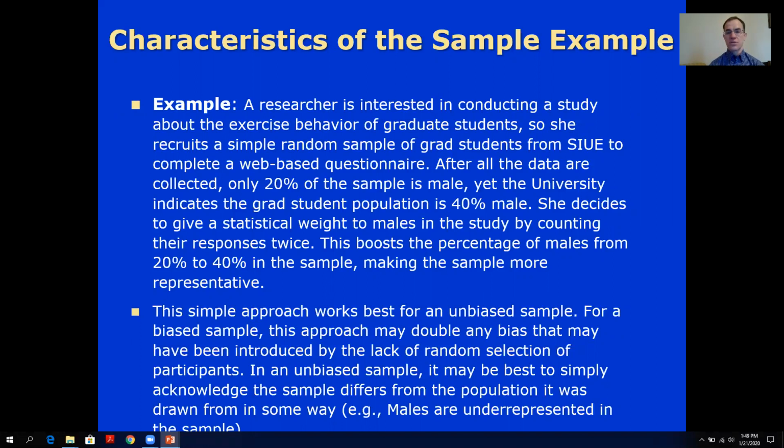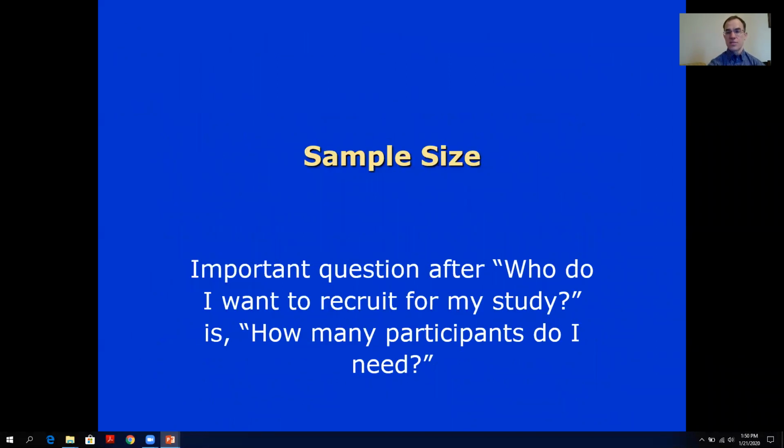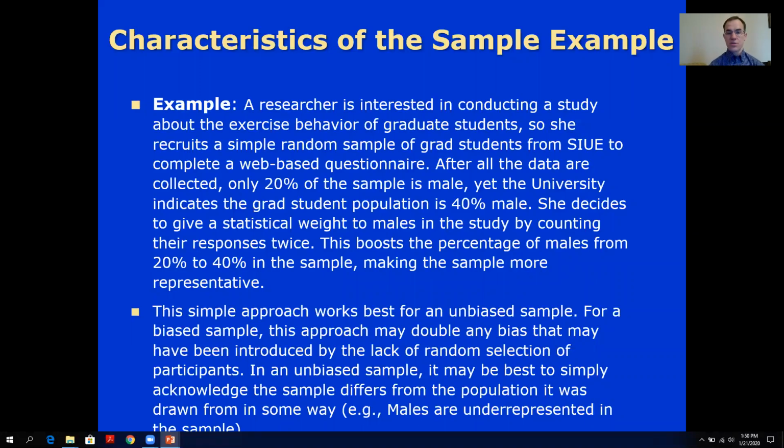So essentially what the researcher has done is found that her sample had about half the representation of actual males at SIUE. So she simply ended up doubling the responses of each of the males. Now, this simple approach works best for an unbiased sample. For a biased sample, this approach may double any bias that may have been introduced by the lack of random selection of participants. So for example, in our example above, where you had 20% males from the actual participants, where in fact the entire population was 40%, by doubling it, you basically double the bias because you're giving weight twice the amount for each male participant.